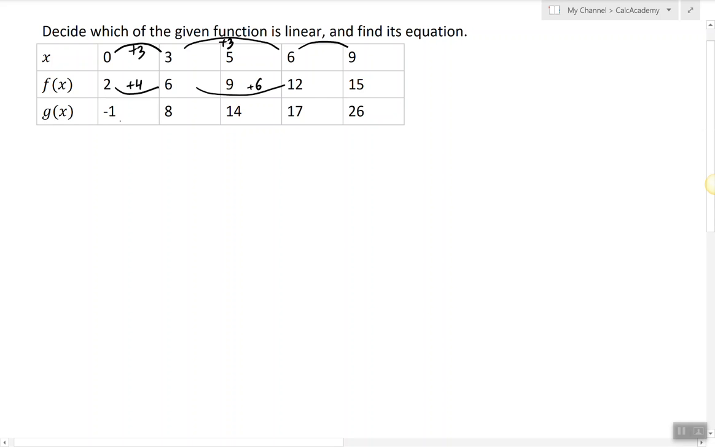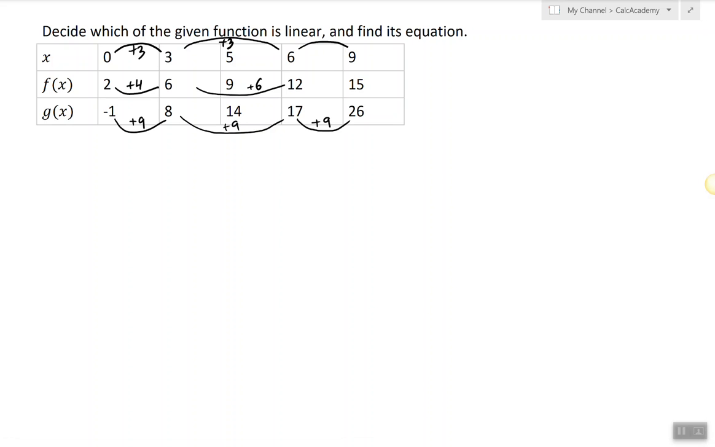On the other hand, as x changes from 0 to 3, g is changing from -1 to 8, that is by 9. From 8 to 17, it's also plus 9. And from 17 to 26, it's also 9. So g function looks like a linear function.